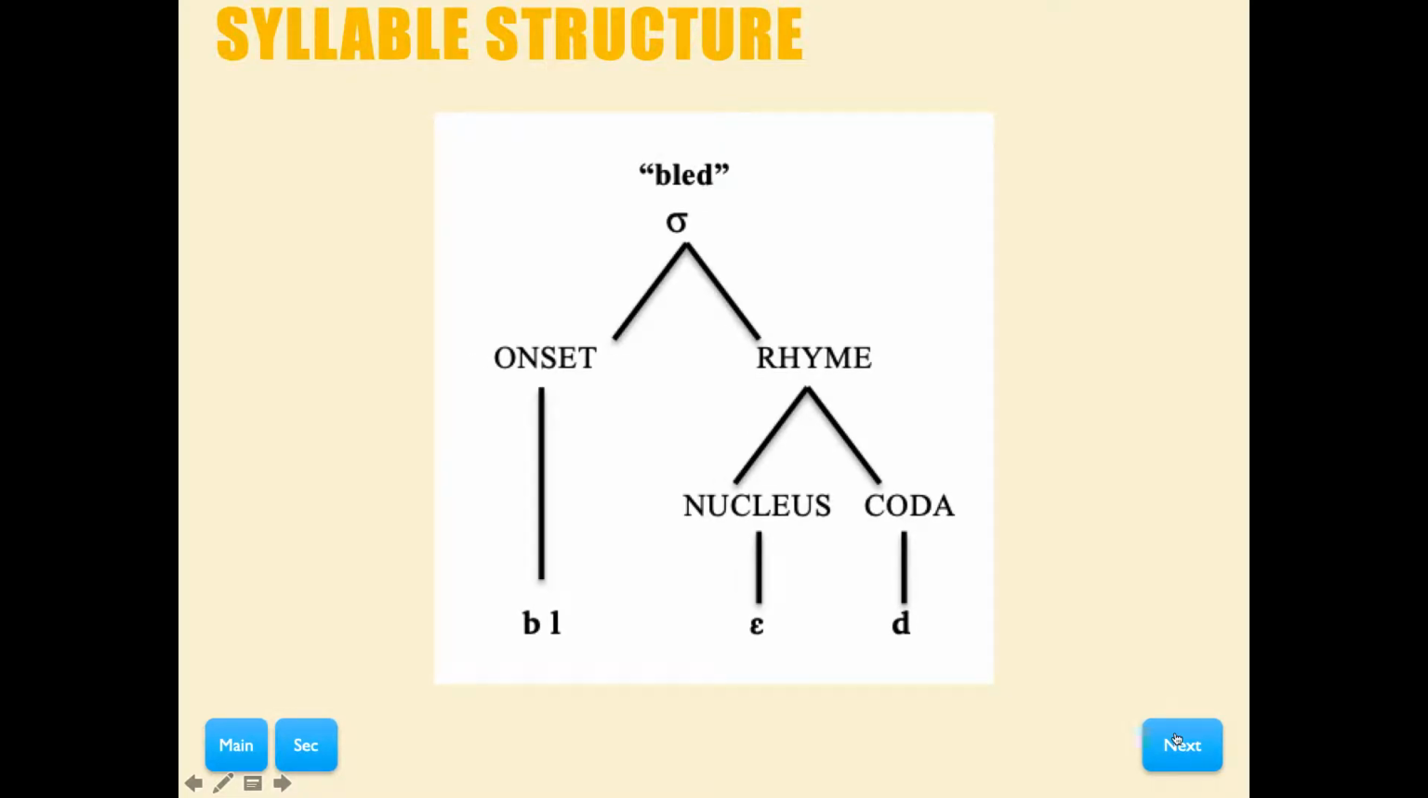Another example, the word bled. This word, which is monosyllabic, so consists of only one syllable, has an onset, bl, a nucleus, and a coda. Again, the nucleus and coda together form the rhyme.